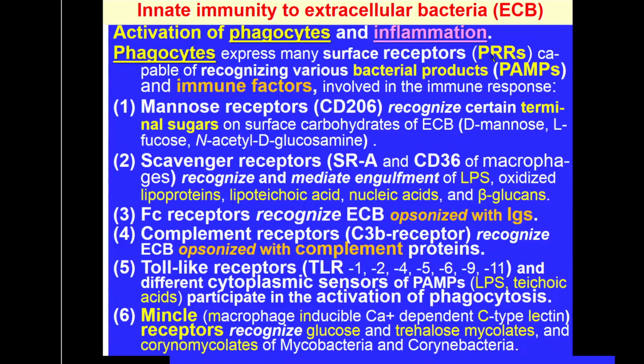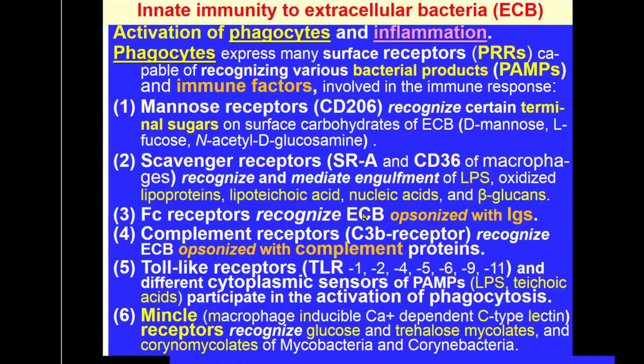Receptors for these pattern recognizing receptors are variable. Some of them are shown here. You learned that before. This is a mannose receptor, or CD206. Scavenger receptors, or CD36, recognize and bind to lipopolysaccharide, oxidized lipoproteins, and lipoteichoic acids.